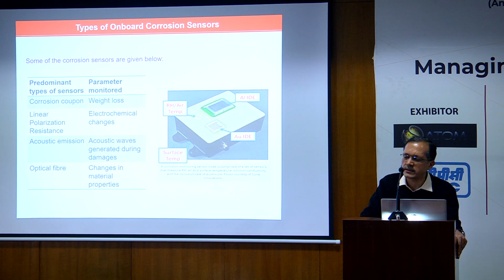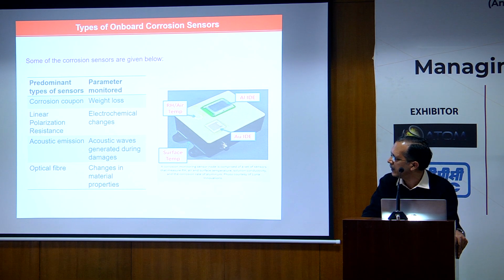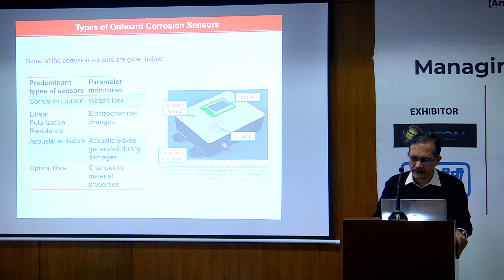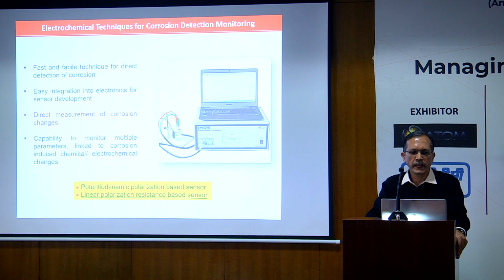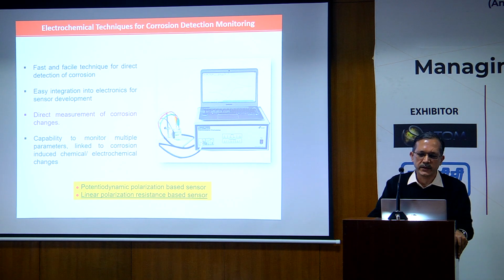Linear polarization resistance, acoustic emission, which is also part of the SHM of the aircraft, and optical fibers, wherein the changes in the material properties are investigated by using these optical fibers. So just to give you that, electrochemical techniques are fast and facile techniques for the direct detection of corrosion, and the direct measurement of the corrosion changes is possible by using this technique.